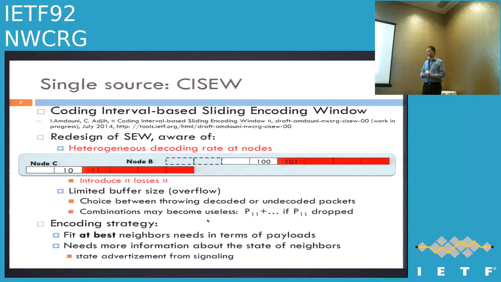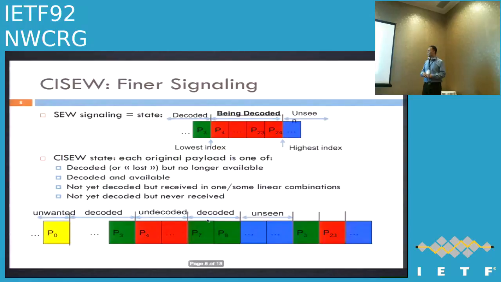There's also another thing, because now the decisions are not simple. The encoding strategy itself is not so simple. Now it's possible to try to fit at best all the neighbors, rather than fitting the node which is the most late. So we are proposing here also some heuristics, and to do that we need more information about the state of the neighbors.